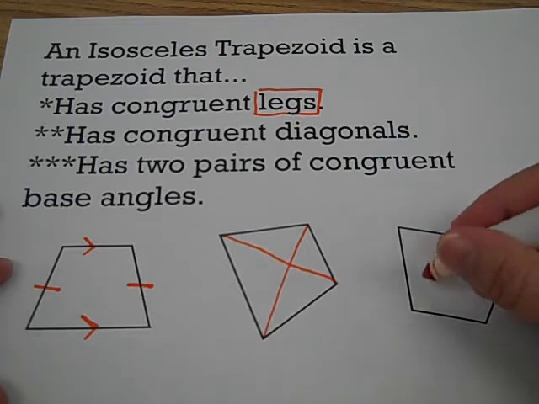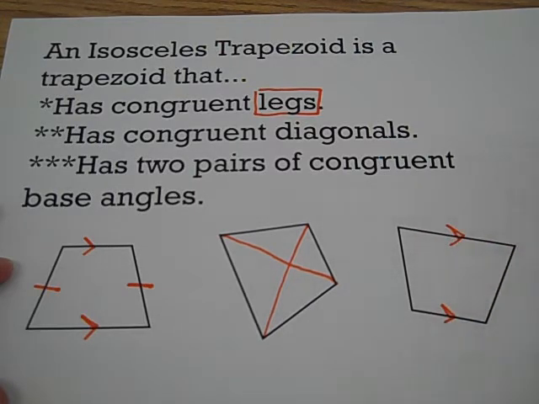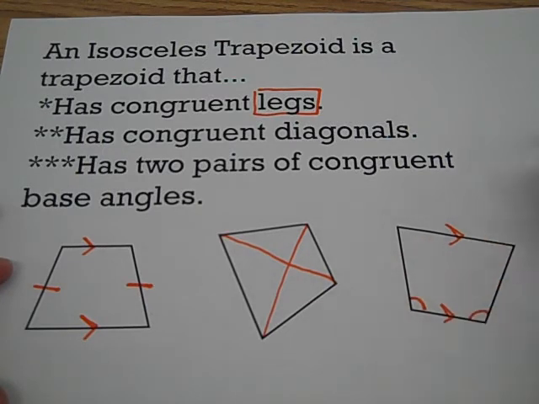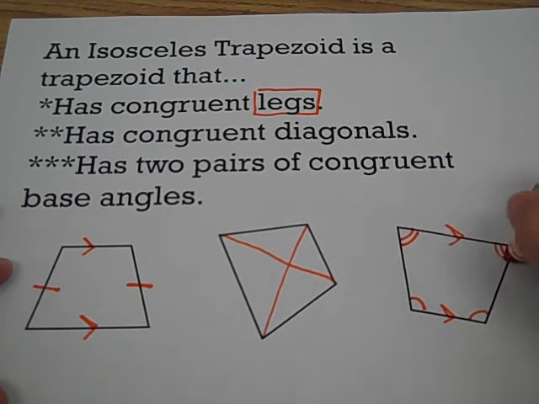And then if I look at this one, there's one base, there's another, they're the parallel sides. The two pairs of base angles are congruent to each other. So the angles associated with this base are both the same measure, and the angles associated with this base are both the same measure. So these two are the same, these two are the same.